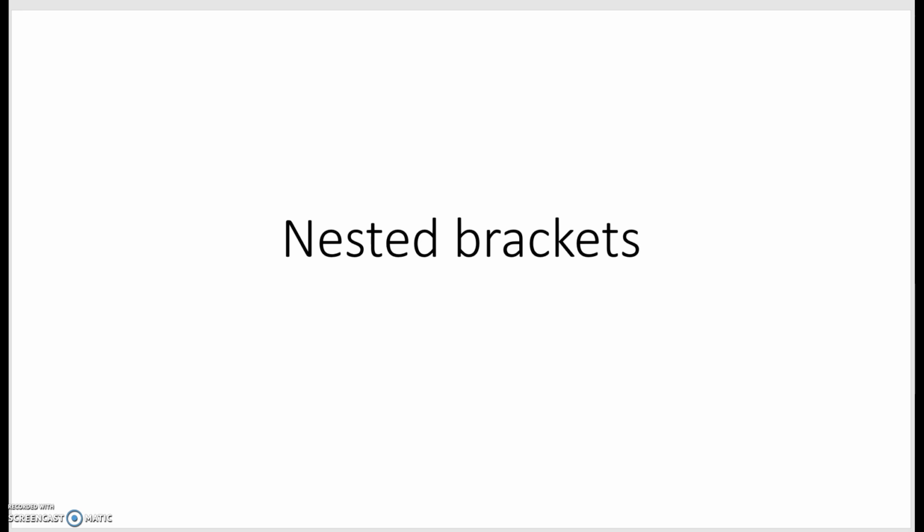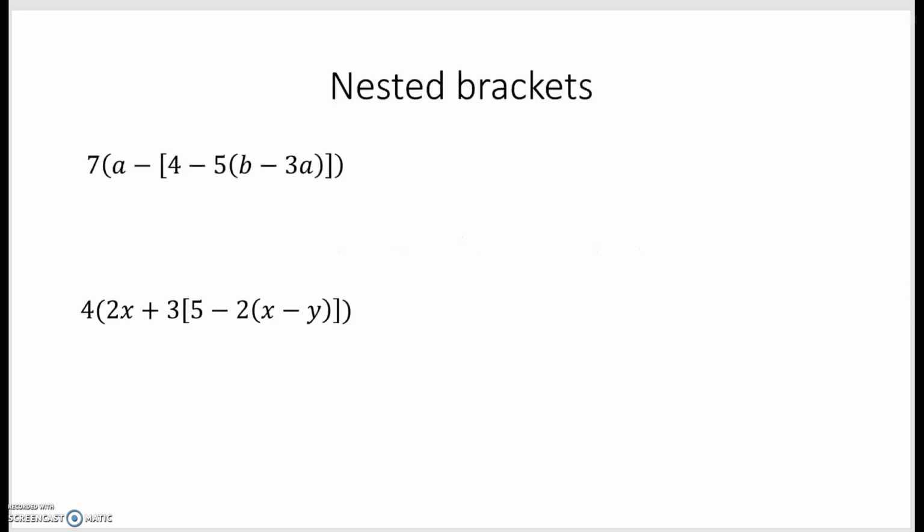What we've got to look at now are not just brackets, but brackets within brackets. So let's have a look at a couple of examples. The first one, we need to do the bit in the inside bracket first.